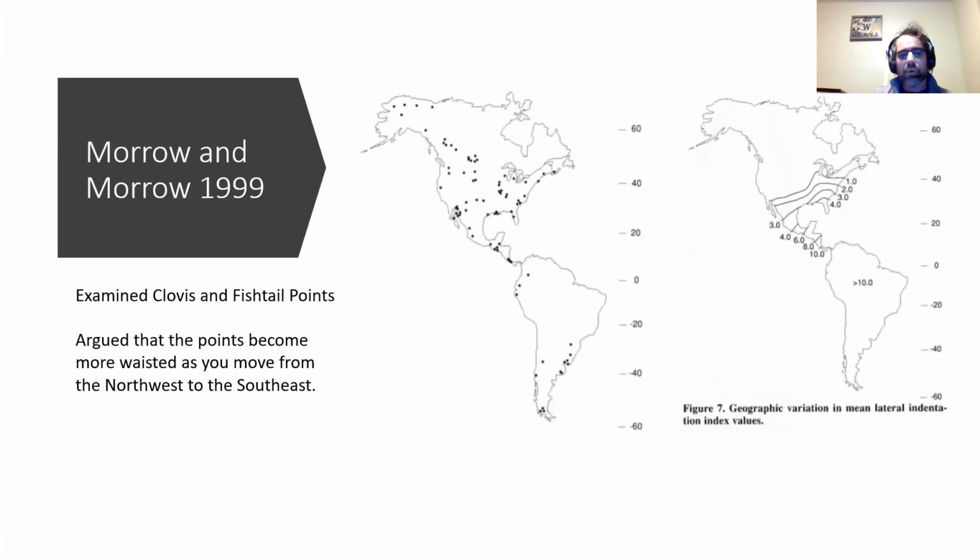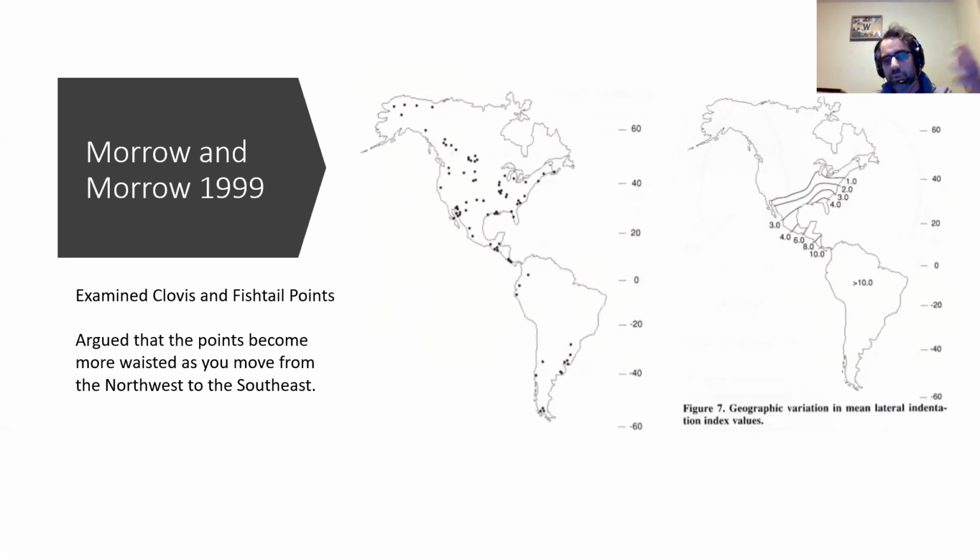So Morrow and Morrow is one of the earliest papers I read on Clovis points, and I remember reading this paper and being so impressed that they were making statements about Clovis points and, for that matter, fishtail points, and they're taking on a North American and South American wide perspective. Essentially, what they look at is how Clovis points have lateral margins that are even, and how fishtail points slowly, through time and space, begin to get a base that's more concave.